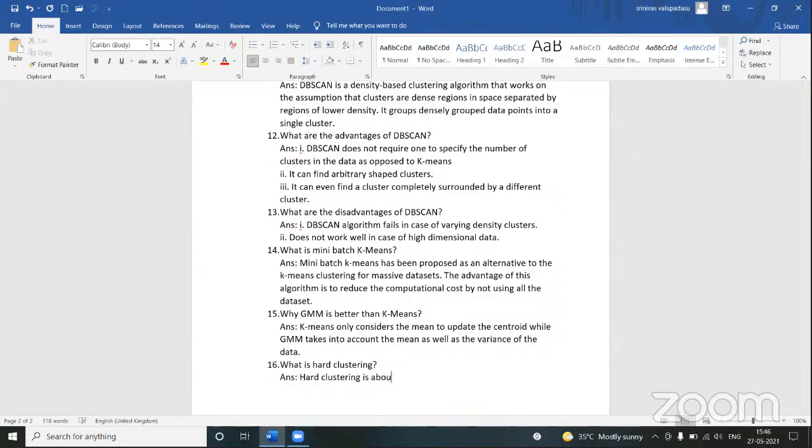Hard clustering is about grouping the data items such that each item is only assigned to one cluster. So this is hard clustering. For example, we take GMM clustering.